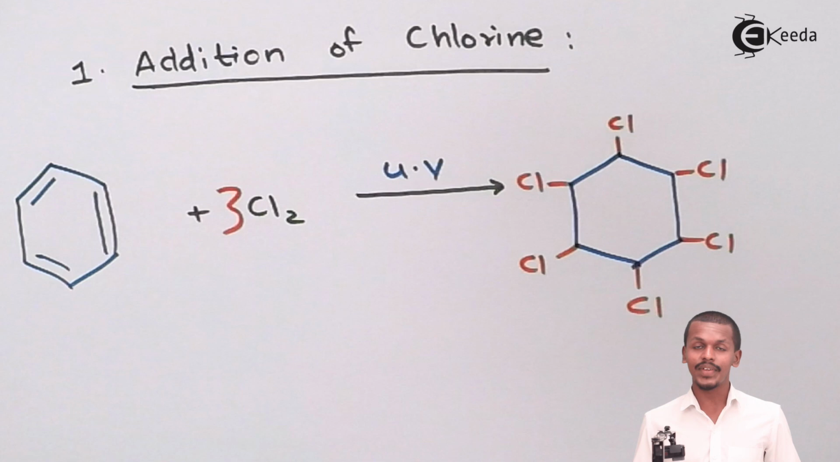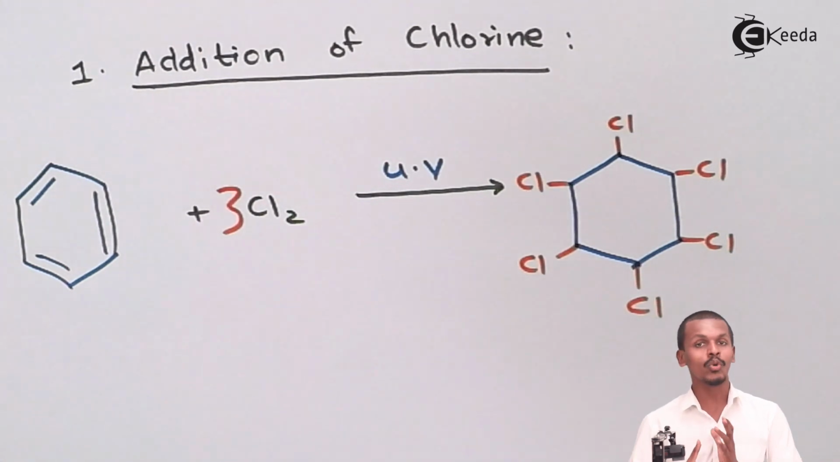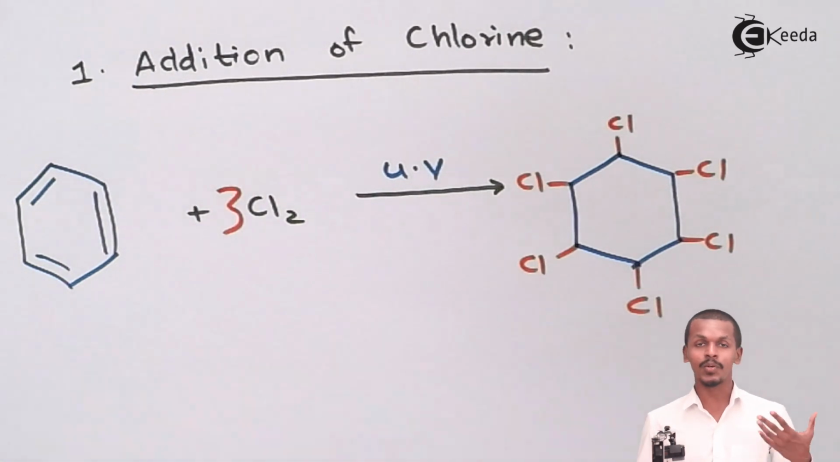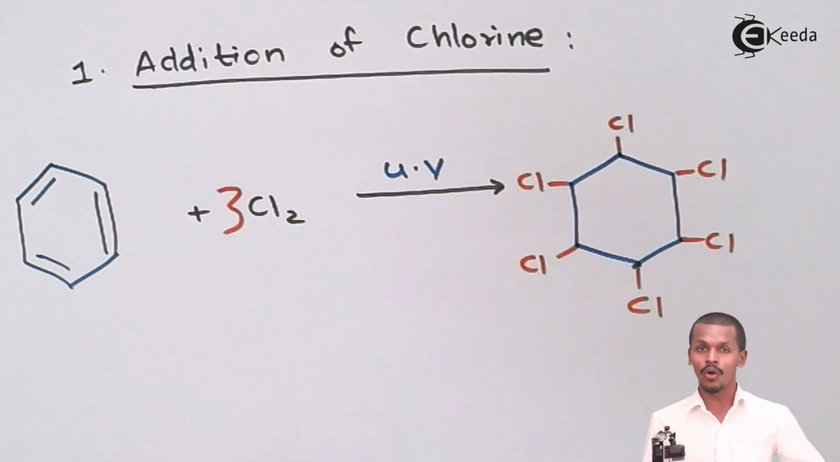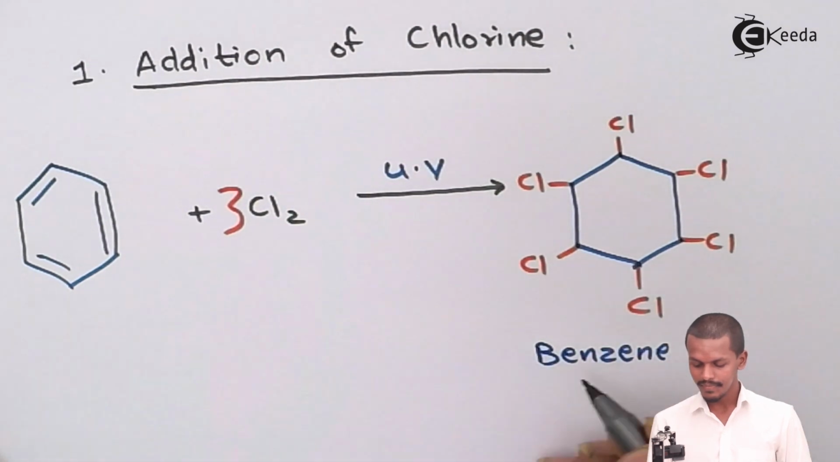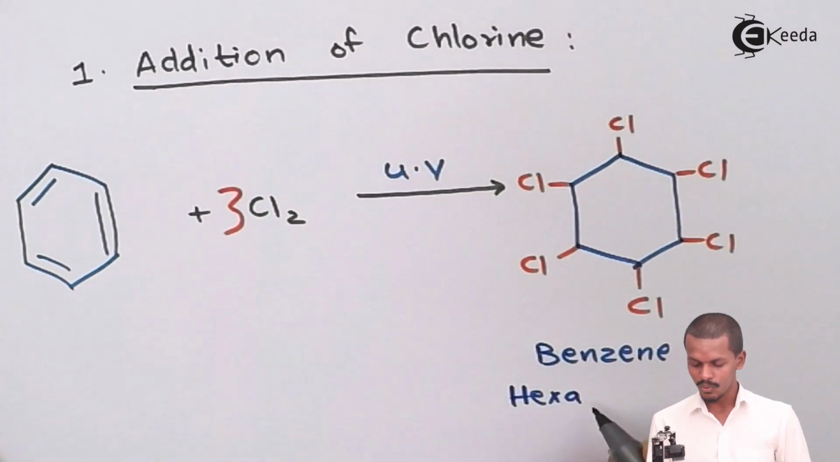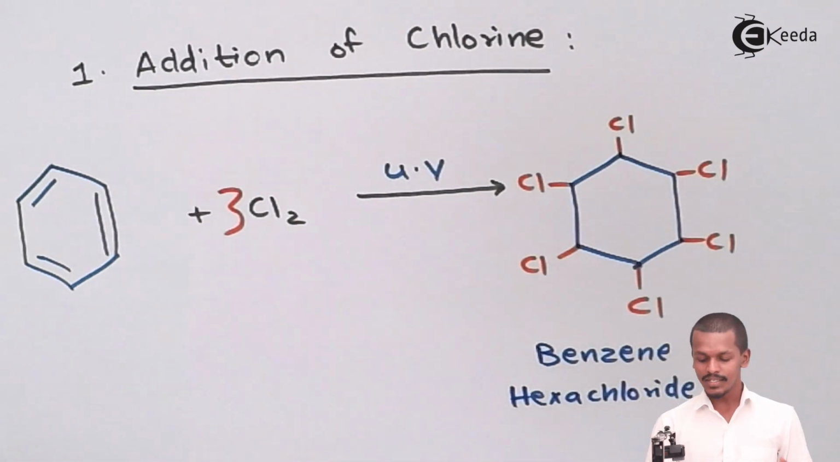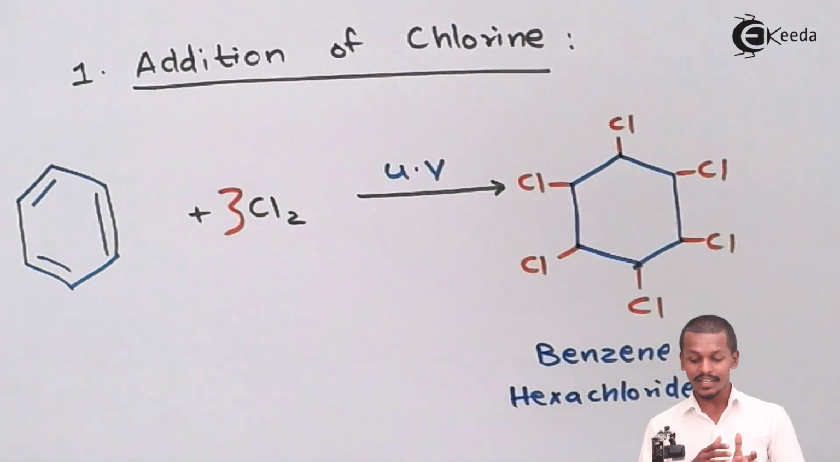So this is the structure that we have got, and this is only possible if the benzene has undergone an addition reaction of chlorine, and the product that has been formed is because of the addition reaction on benzene. That's the reason the name of this could be called BHC, or benzene hexachloride. Simple.